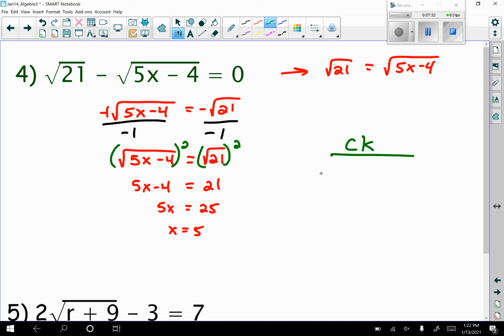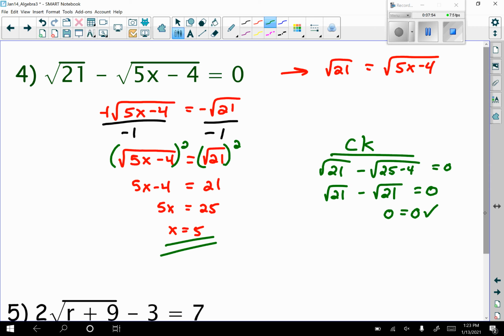Always check. Square root of 21 minus the square root of 5 times x, which is 5 times 5. So that's 25 minus 4. I want to know if that's going to equal 0. So we get the square root of 21 minus square root of 21 equals 0. And yes, radical 21 minus itself is 0. So there's our answer.